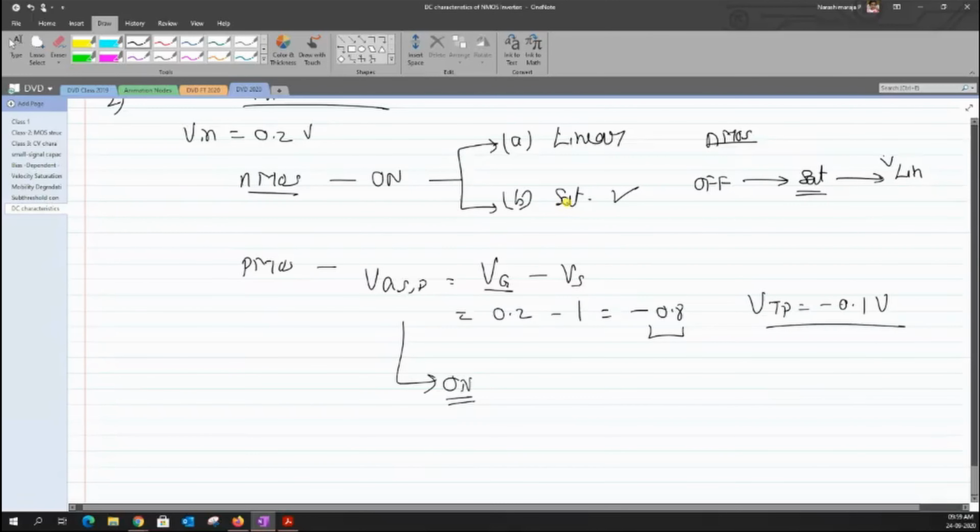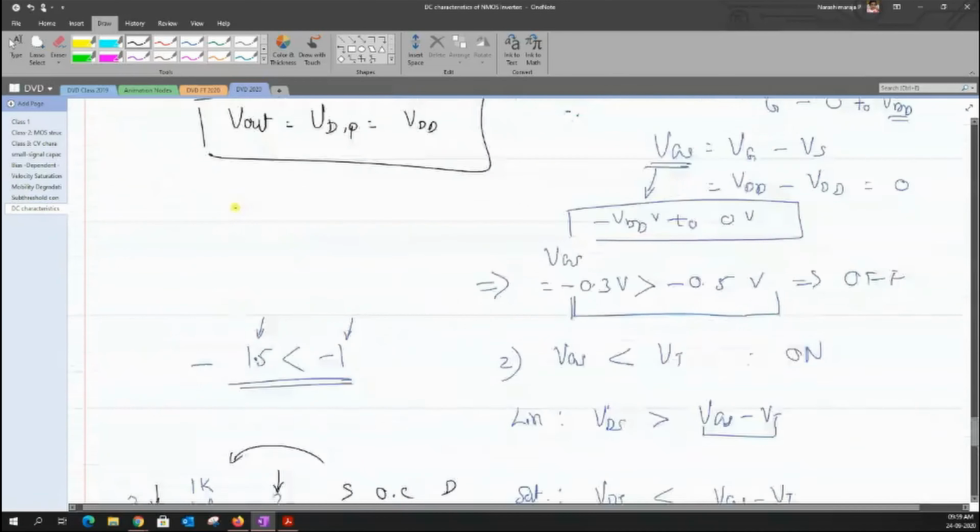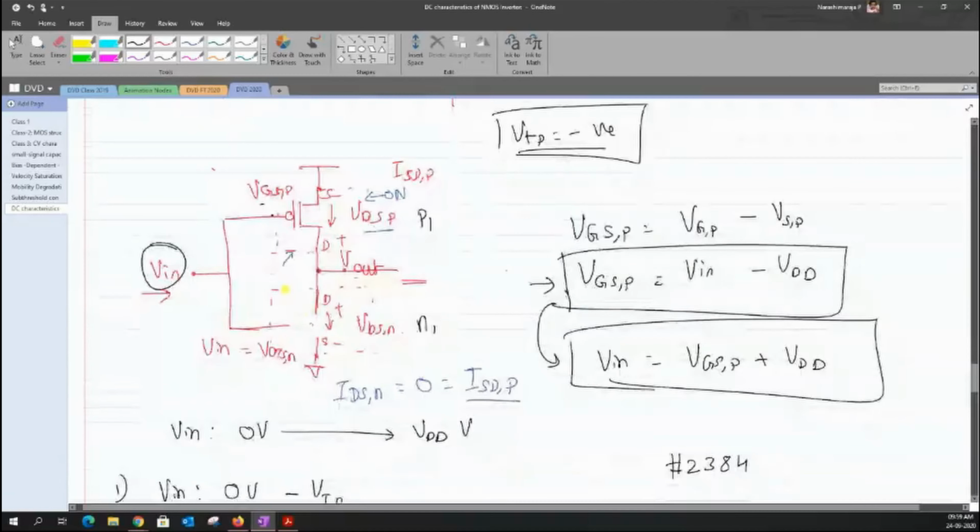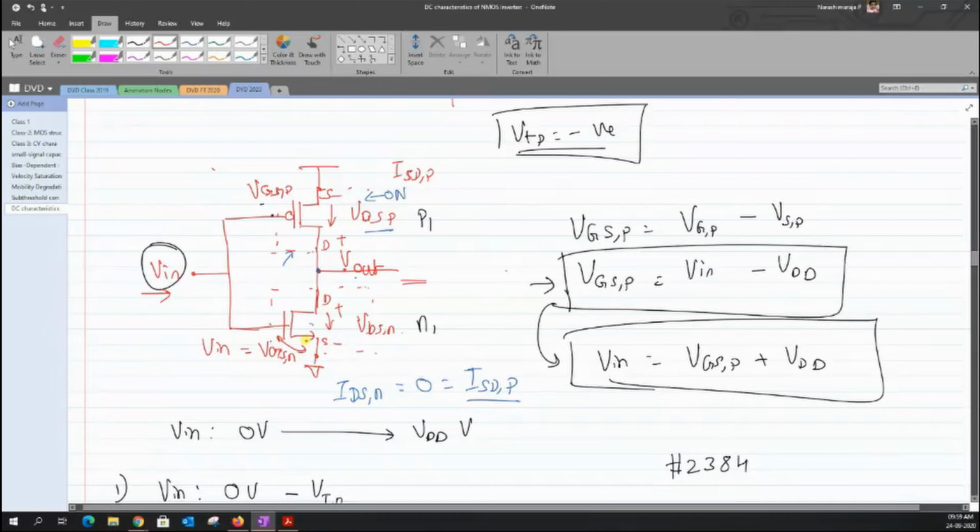Now, does this conduct more current or less current for the given value of Vin? I'll try to fix the transistor here. I have a very small value of VGS across this device, due to which the transistor is on, and the current flow, do you think it will be high or low? We know the current is proportional to VGS minus VT, and then the whole square. If VGS minus VT is a very small positive value, will this current shoot up or will it be less? Less. It would be less, right?